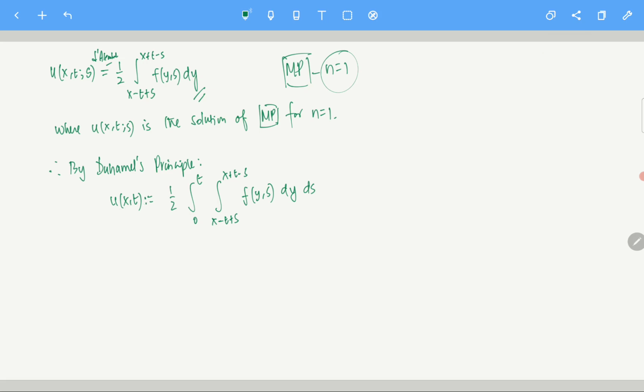If you define u of x, t like this, then exactly the same thing which we did, you can show that this is actually the solution of the problem. So you can write it in a nice way like this: u of x, t is half the integral from 0 to t, of the integral from x minus s to x plus s of f of y, t minus s dy ds. This is for x in R and t positive. This is just a change of variable. Is this clear?